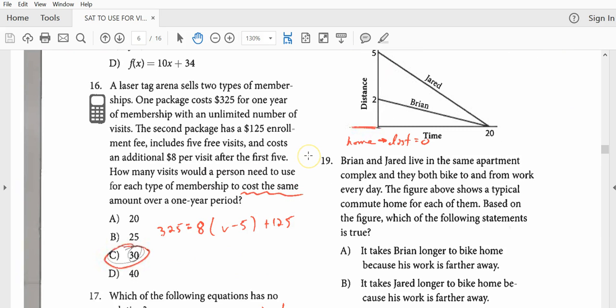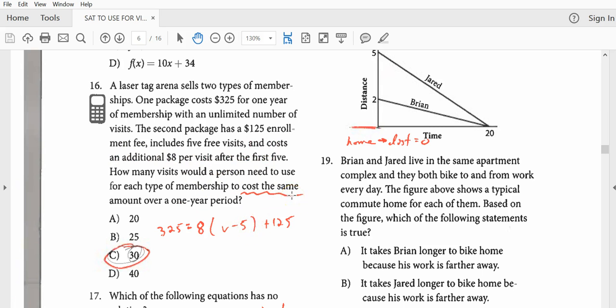Alright, so this one here, we're figuring out when two different packages are going to be equal. So the unlimited package is 325. Pretty steep, right? But then again, laser tag's pretty awesome, so it's kind of worth it, I guess. The second package has a $125 enrollment fee. You get 5 free visits. You'll notice that's uncommon, the whole idea of getting things free or things not starting until a certain number. So that whole idea of free visits means we have to reach a certain number. So that usually signifies our subtraction.